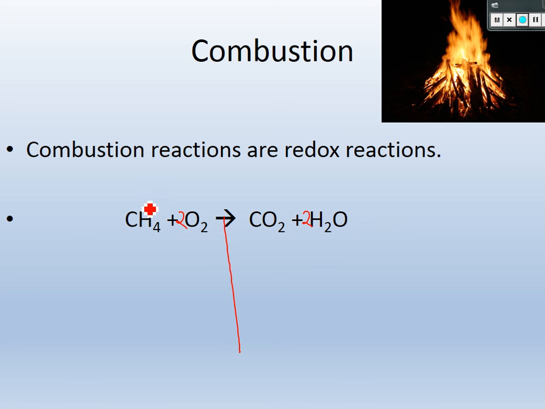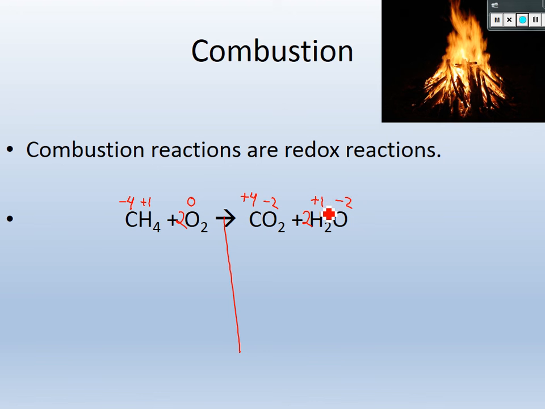What's hydrogen's? +1, I've got 4 of them. So what does the carbon have to be? -4. Oxygen by itself is what? Just by itself, a free element is 0. Okay, let's go to this one. It's not by itself, so it's a -2, but I've got 2 of them, so that's -4. What does the carbon have to be? +4. Oxygen is -2. Hydrogen is always +1.